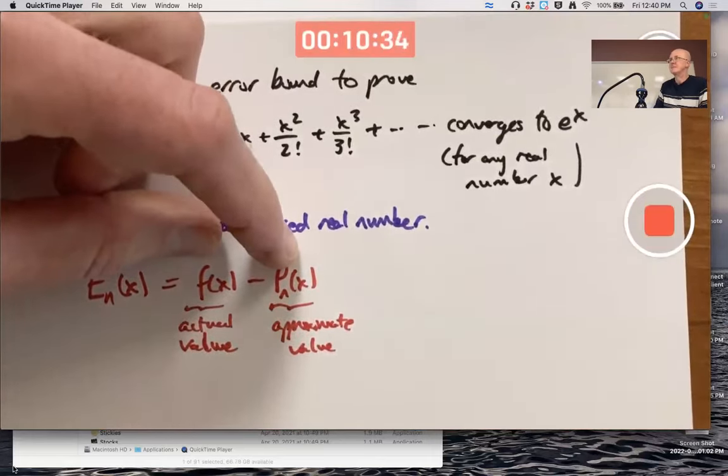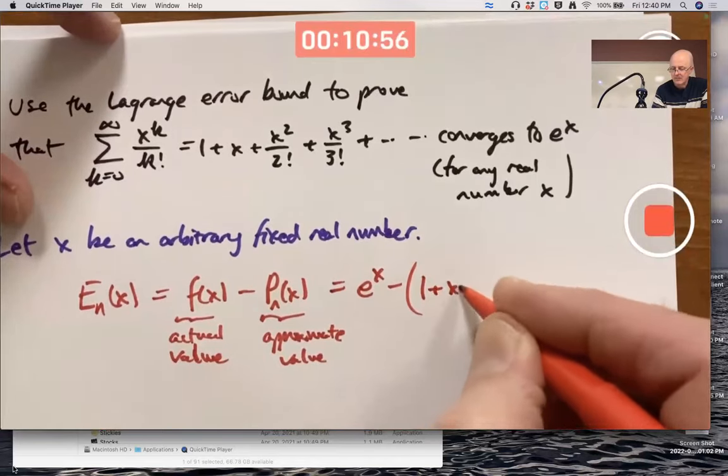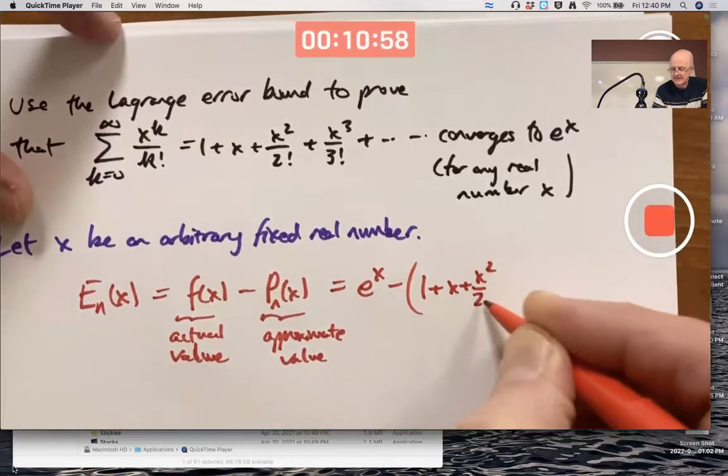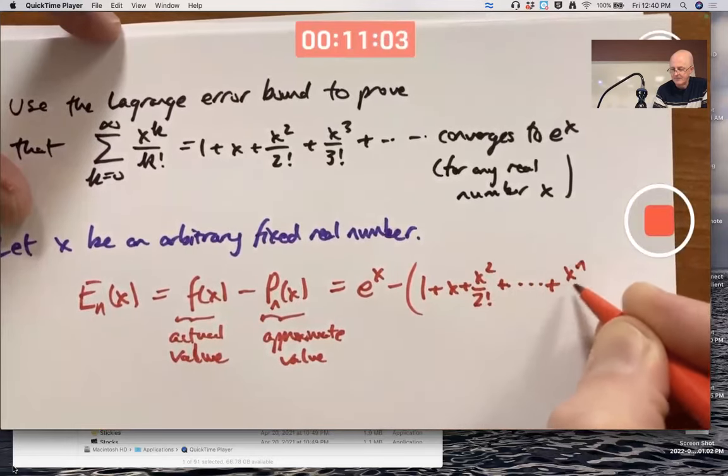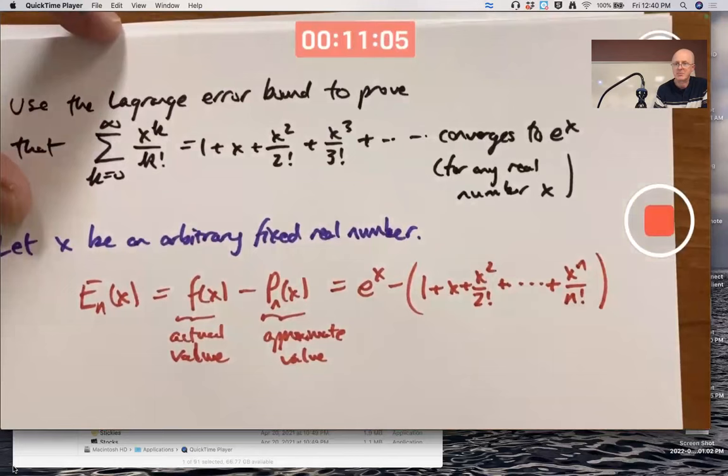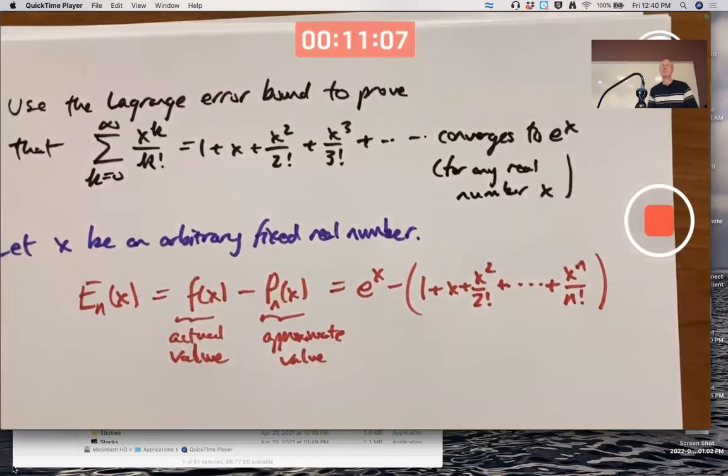For this example, f of x is e to the x, and p sub n of x is the nth degree Taylor polynomial, where you've got the same pattern as the Taylor series, except you need to stop when you get to x to the nth power. And do not put a plus dot dot dots after that point.